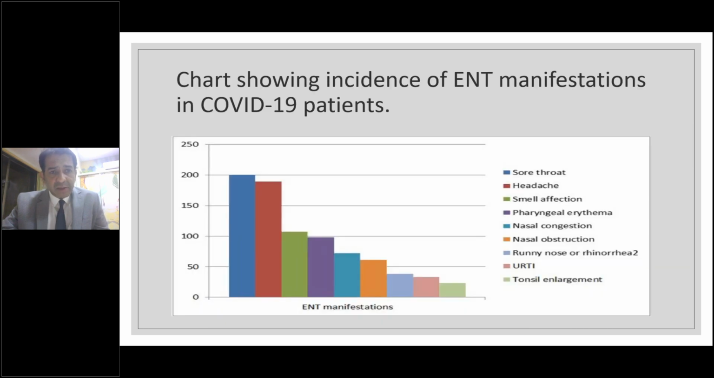This is a quick chart which shows the various symptoms and their presentations in chart form, with commonly, as I said, soreness of throat to the least common, which was tonsil enlargement. The other symptoms that were seen were headache, smell affection, pharyngeal erythema, nasal congestion, nasal obstruction, running nose or rhinorrhea, and URTI.